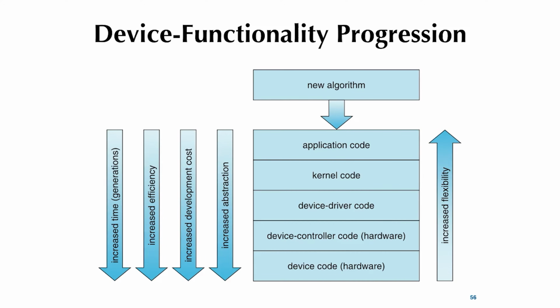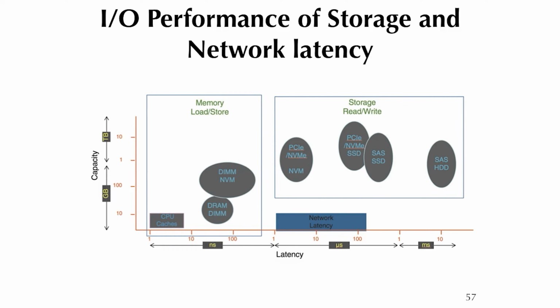Okay, so the device functionality progression is that if you want more flexibility, of course, you move things to a higher level, even up to application level, if not kernel level. But if you want to increase the efficiency, then you move things towards the lower level part, and so forth. So this is still evolving, so it's not like there is just a fixed way or one answer to everything.